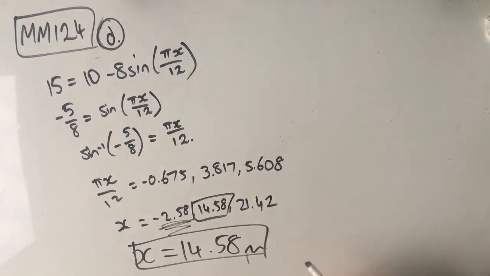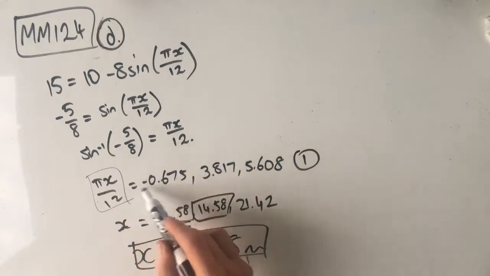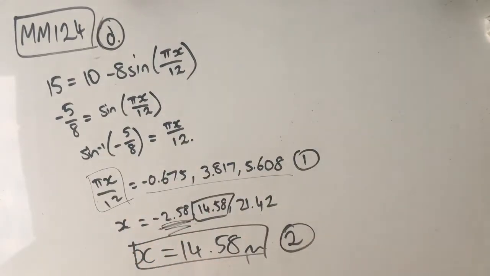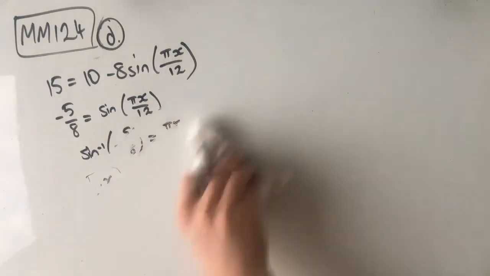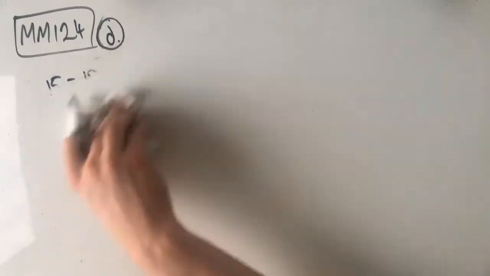Do not forget that. Your first mark comes here, where you identify the pi x on 12 equals all these. And then your second mark comes when you actually write the answer and get 14.58. So that's part D done. And what we need to work out now is part E. So part E asks us, between points A and B, how much horizontal distance does the coaster cover while lower than a height of 15 meters?